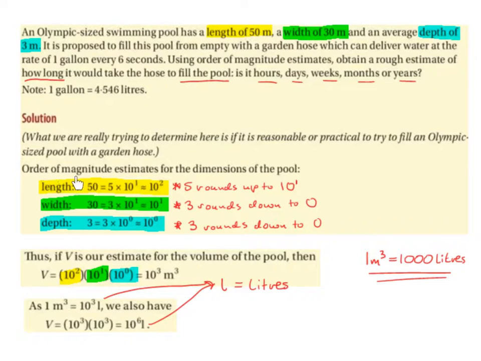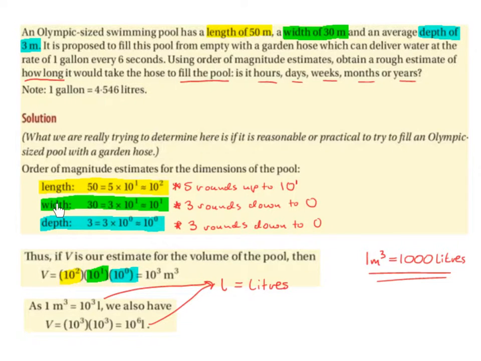So order of magnitude estimates for the dimensions of the pool are as follows. The length is 50, which is equal to 5 times 10 to the power 1, which is approximately equal to 10 squared. The reason for that is the 5 will round up to 10, which is really 10 to the power of 1, and 10 to the power 1 times 10 to the power 1 is 10 to the power 2.